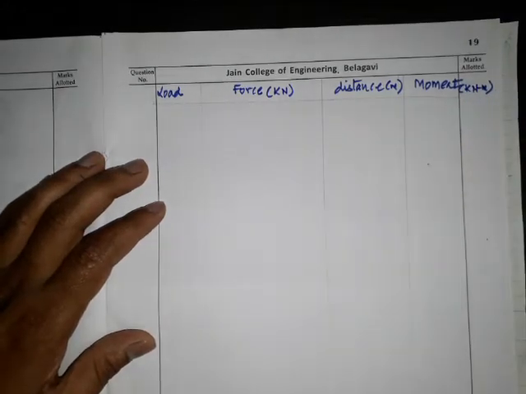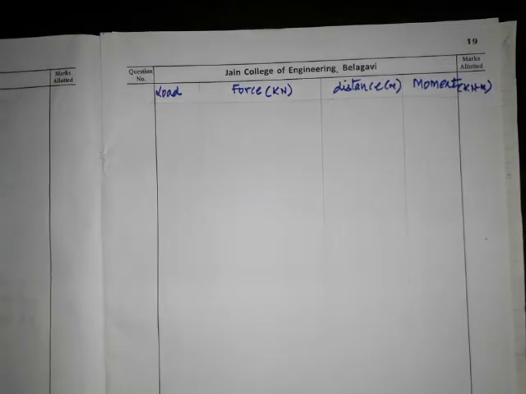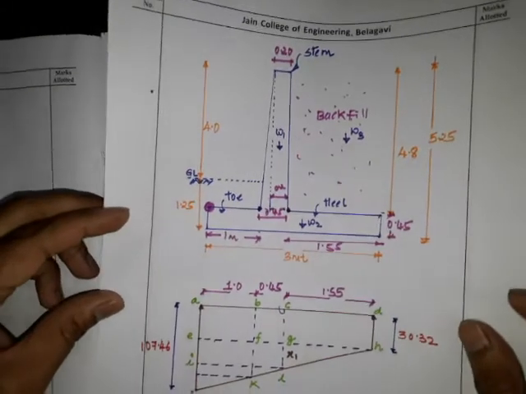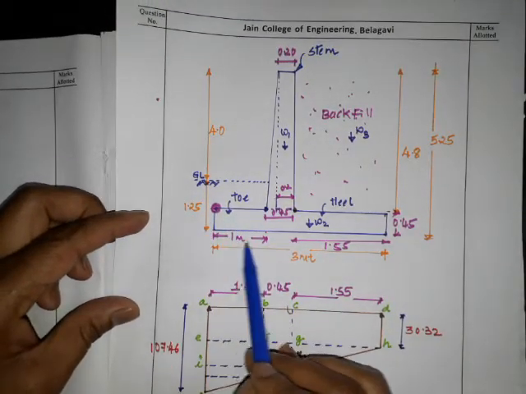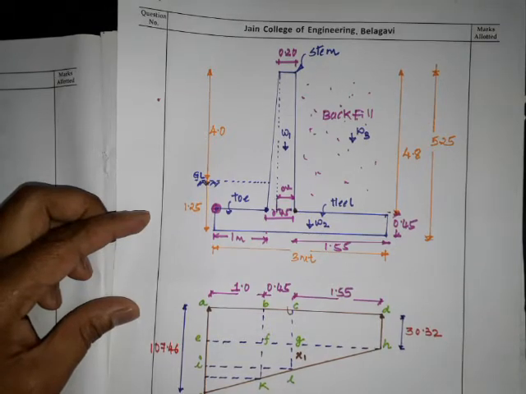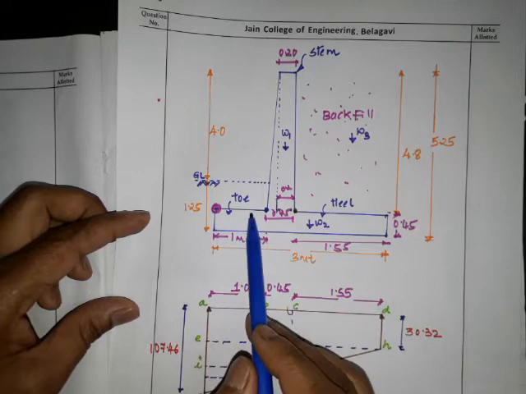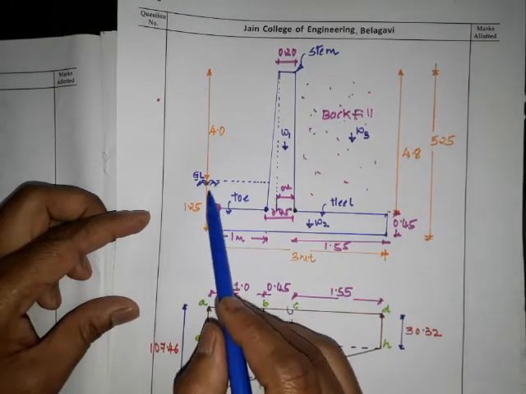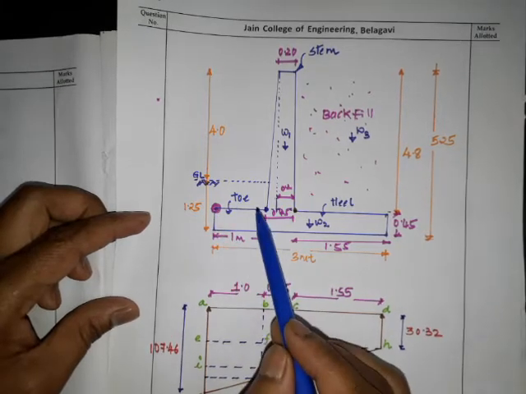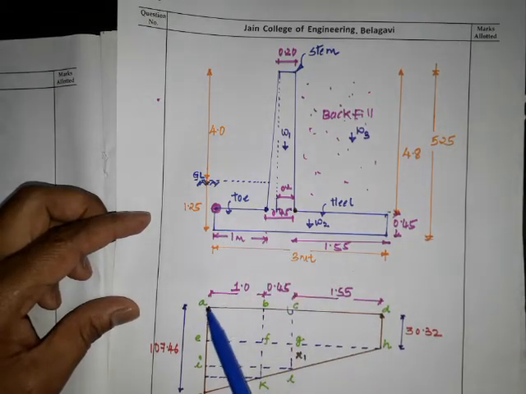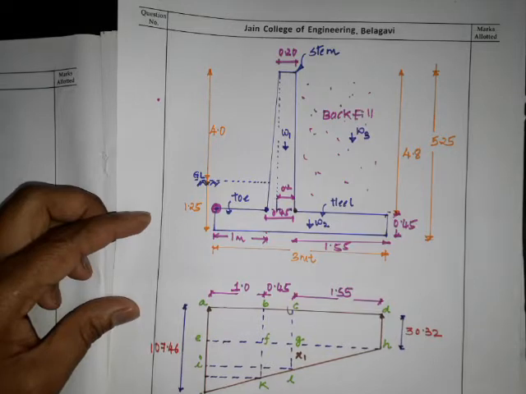So the load, as I told you, first of all is due to the self weight of toe slab and the soil over the toe slab. We need to consider the soil over the toe slab and the self weight of toe slab. Then we have to consider this pressure distribution diagram.